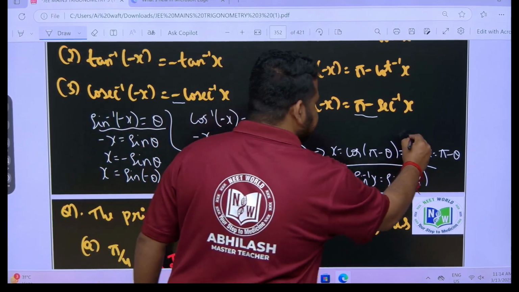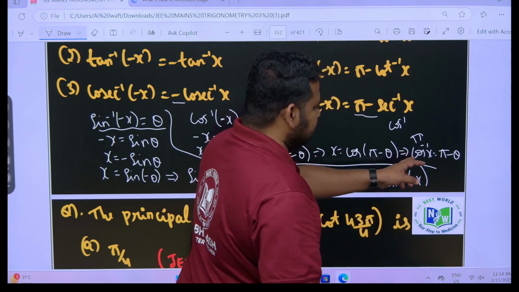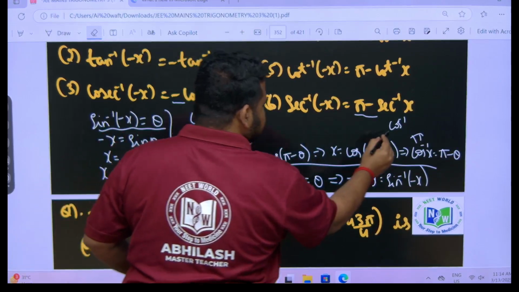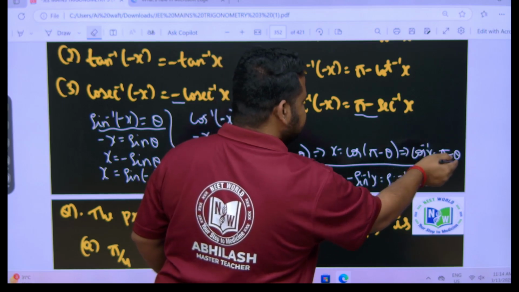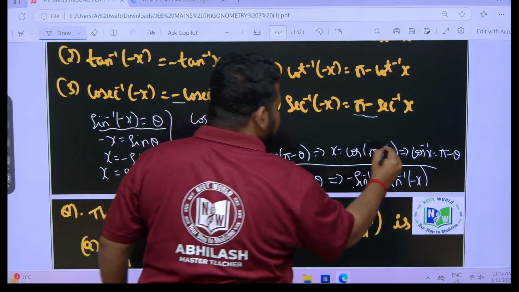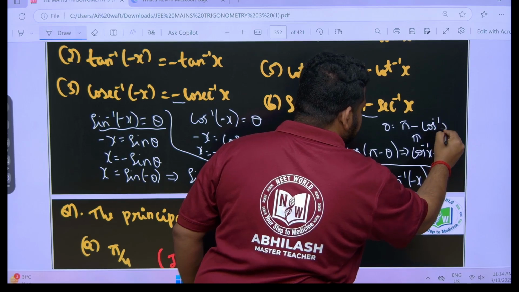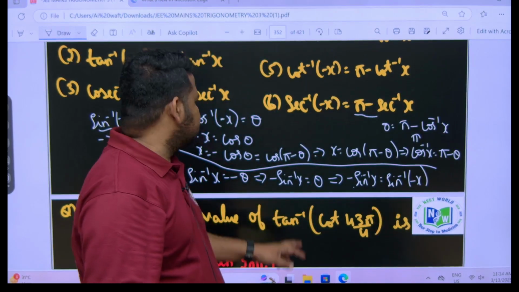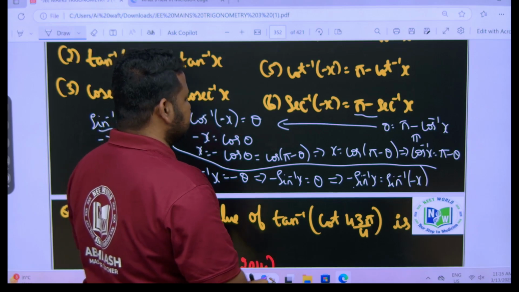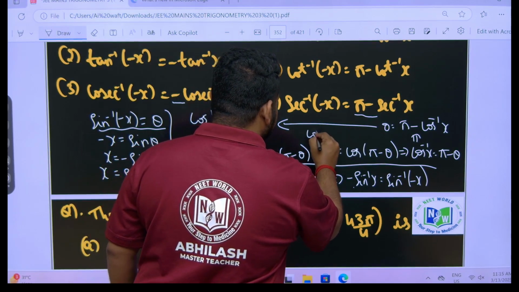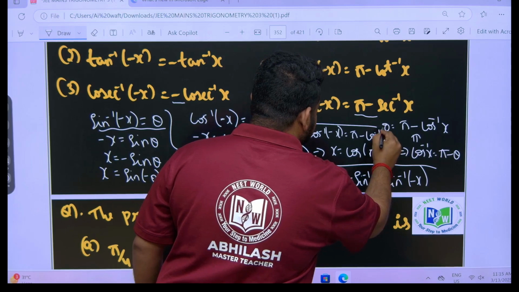So this I can write here, cos inverse of x. This theta I can send to the LHS, and cos inverse of x I can send to that side. So it will become what? Theta is equal to pi minus cos inverse of x. So theta is what? Cos inverse of minus x. So cos inverse of minus x will be equal to pi minus cos inverse of x. This is what we get.